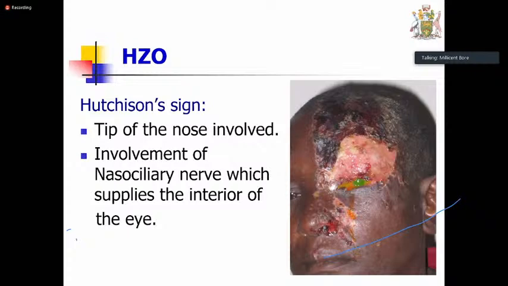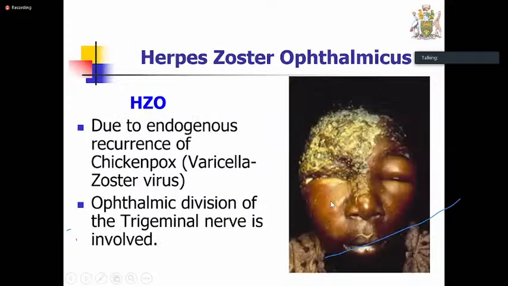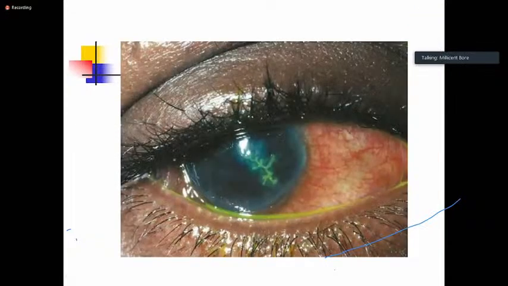So any patient you see with HZO who has lesions, again, I repeat, on the tip of the nose, or just to be on the safe side, always refer these patients to the ophthalmologist. After you started the treatment for HZO, refer the patient. So let me just take you back. If you see a patient with such an ulcer, you need to start them on acyclovir ointment 5 times a day and refer them to the ophthalmologist.